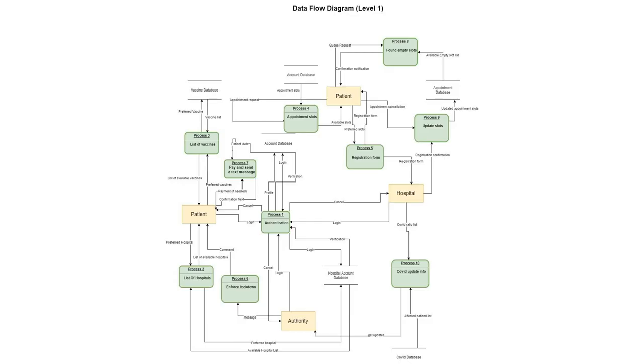Similarly, we can see another process. Let's talk about process 10, which is COVID update information. The government authority wants an updated list of COVID cases, whereas the hospital provides the COVID ratio list data, which is stored in the COVID database. So this process 10 can provide COVID updates to the government authority. So this is our entire data flow diagram level 1. Thank you.